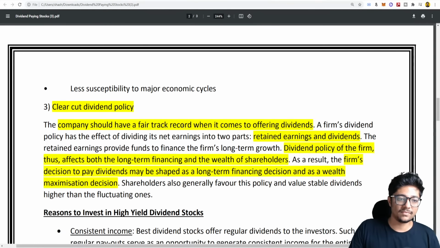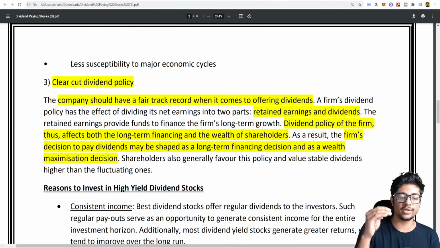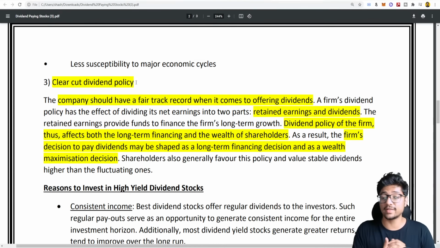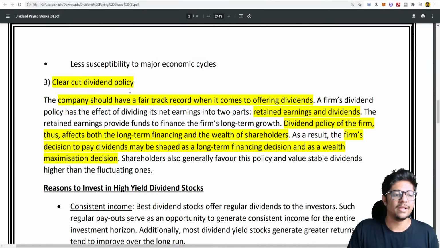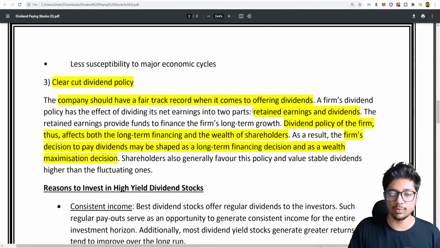Now, the third thing is something known as a clear-cut dividend policy. If you're doing a dividend investing strategy, you need to find out what their dividend policy is. As I told you, some companies say, boss, this is a policy in our company that you will get so much percent dividends every year. That's usually in big companies. A firm's dividend policy has the effect of dividing the net earnings into two parts: retained earnings and dividends. Retained earnings means what?